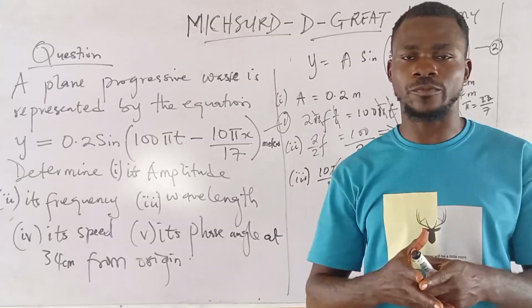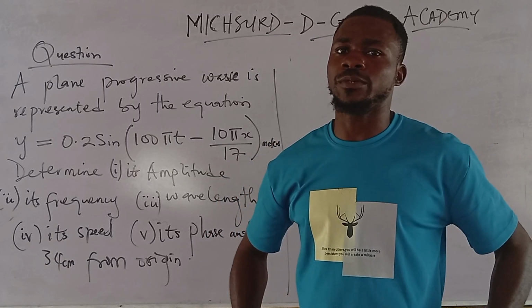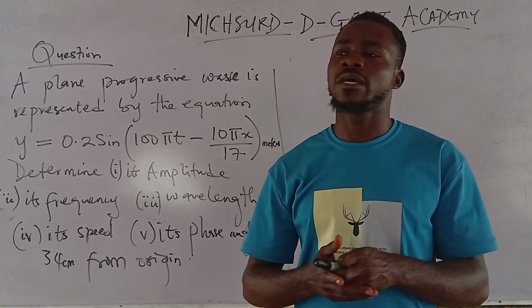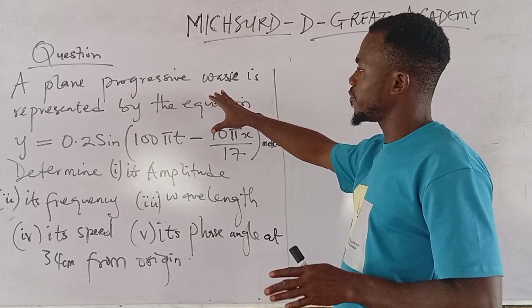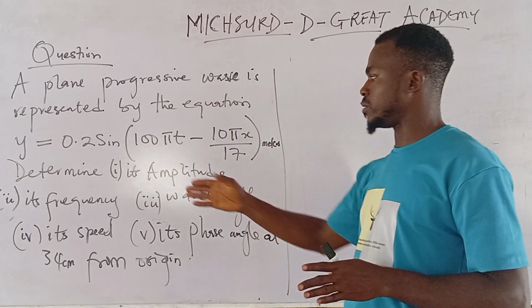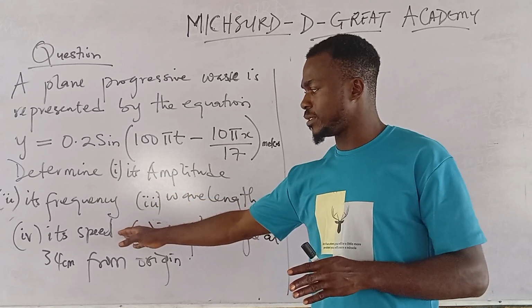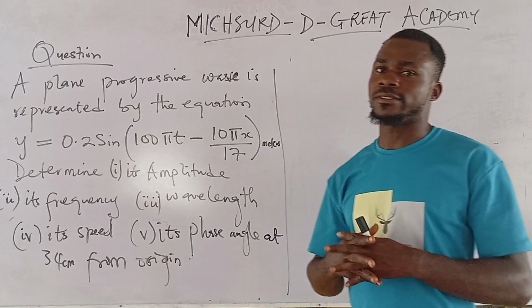But that aside, welcome to my Sword Academy. So today we are going to be looking at a question on traveling waves. In this question, we are going to see a progressive wave with an equation, and we want to find the amplitude, the frequency, the wavelength, the speed, and the phase angle from a particular distance.